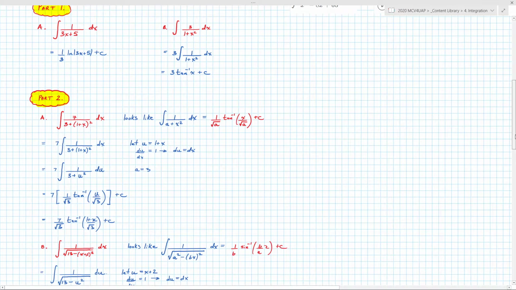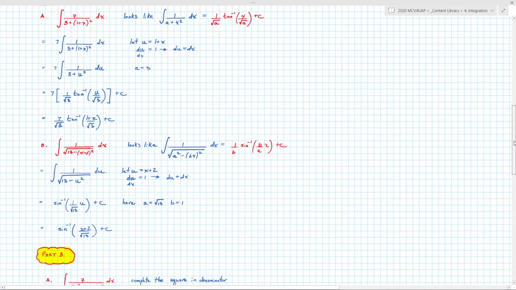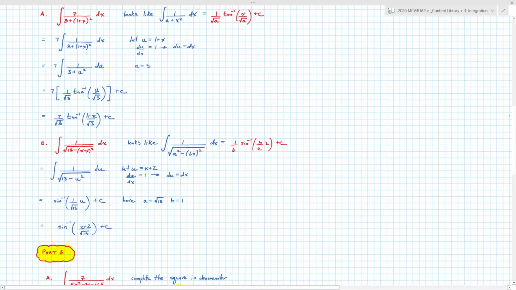The second one, b, again, you have a rational function, or you have a function divided by a function, and the numerator is a constant. In this case, the numerator is a 1. And you recognize that that integral looks like 1 over root a squared minus bx squared, which we know from the previous lesson is just 1 over b sine inverse b divided by ax plus a constant.